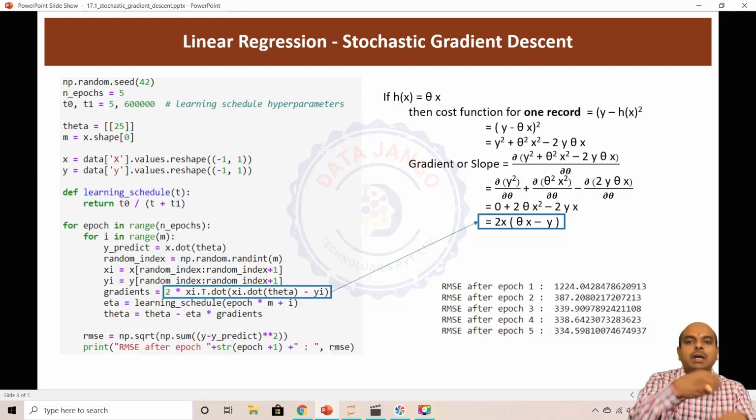One record may give one kind of pattern, and another record may give another kind of pattern. Because of these minute pattern changes, the theta will jump around the global minima. It may not stay at a single point. Even though it is not staying at a single point, stochastic gradient descent is good, because in 125 math calculations we got almost the best accuracy. That means we were able to find almost the best theta. So that's about stochastic gradient descent.